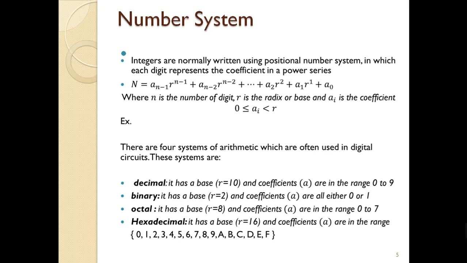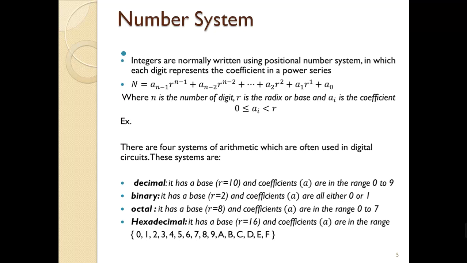In a digital system there are four types of number systems often used in digital circuits. They are the decimal number system, the binary number system, the octal number system, and the last one, the hexadecimal number system. The decimal number system has a base of r equal to 10. The range of decimal numbers is 0 to 9, that is 0, 1, 2, 3, 4, 5, 6, 7, 8, 9, totally 10 numbers. That's why the base is taken as r equal to 10 and the coefficient is a.